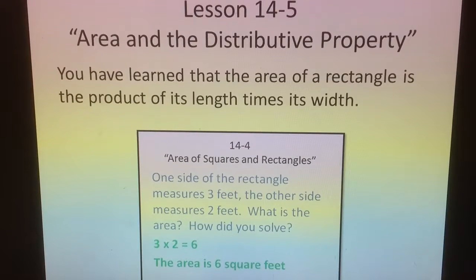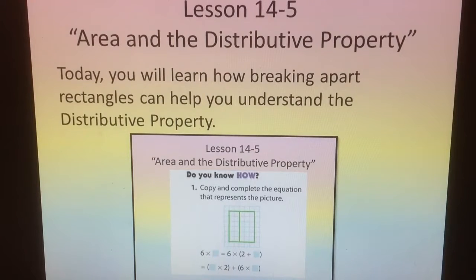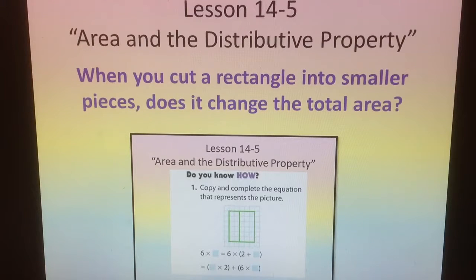Okay, so now on to lesson 14-5. You've learned that the area of a rectangle is the product of its length times its width, like we did that problem a minute ago, 3 times 2 equals 6. Today you'll learn how breaking apart rectangles can help you understand the distributive property. So first a question: when you cut a rectangle into smaller pieces, does it change the total area?